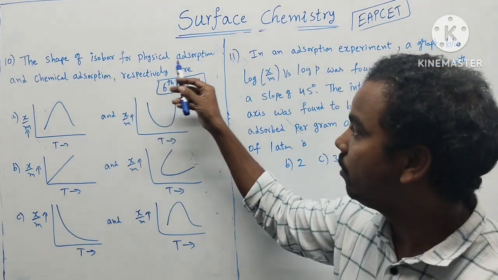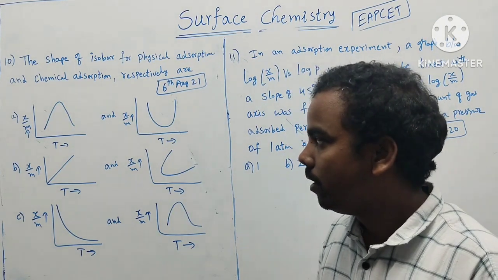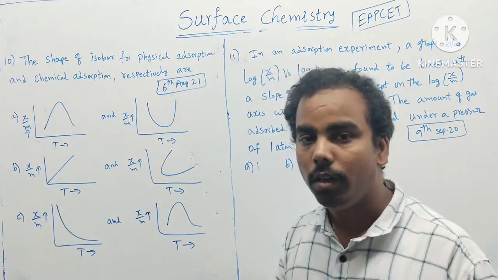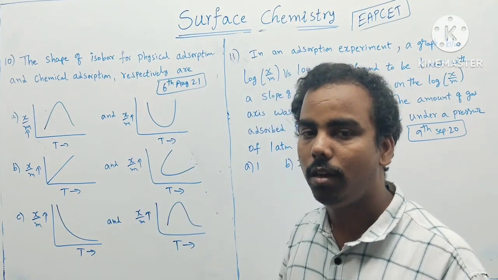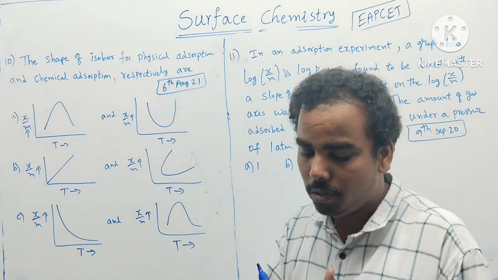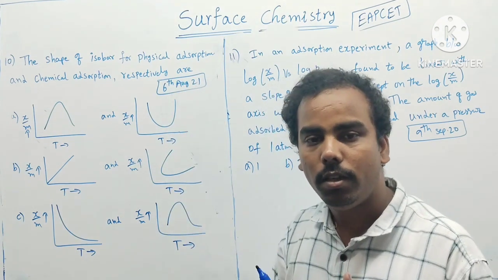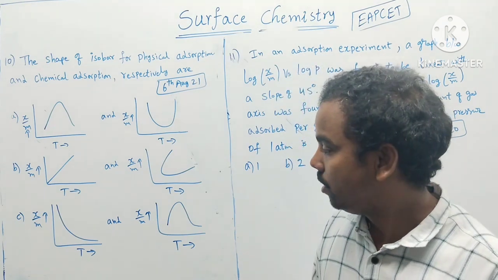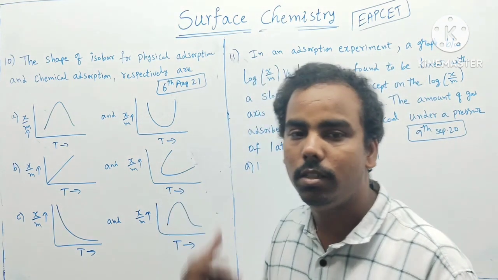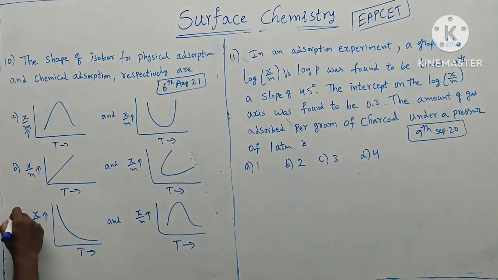The shape of the isobar for physical adsorption and chemical adsorption respectively. Physical adsorption means the rate of adsorption decreases with temperature. The rate of adsorption decreases with temperature is called physical adsorption. The rate of adsorption increases and reaches a maximum, then again decreases, that is chemical adsorption. So for chemical adsorption activation energy is required, but for physical adsorption activation energy is not required. So the answer is C.